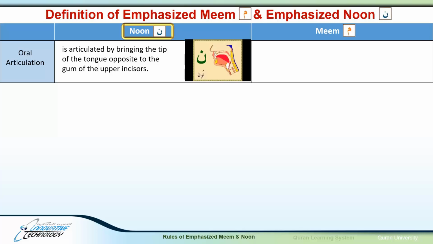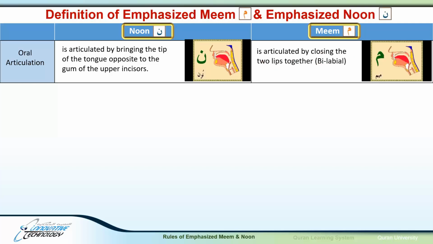Noon. We have seen how the tongue is brought up here opposite to the incisor teeth as we pronounce the Noon. Now, as for the Meem, it is articulated by closing the 2 lips together. That's why we call it a bilabial letter. Let's listen to that. Meem. We have seen how the 2 lips were coming together as we are pronouncing the Meem.